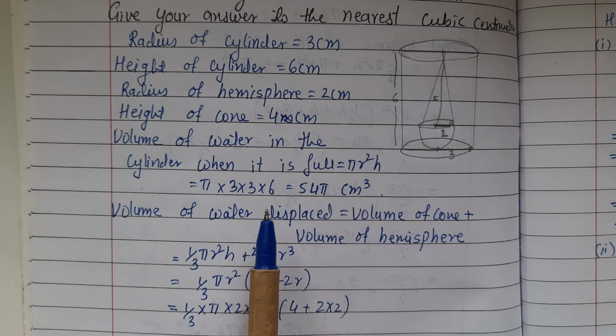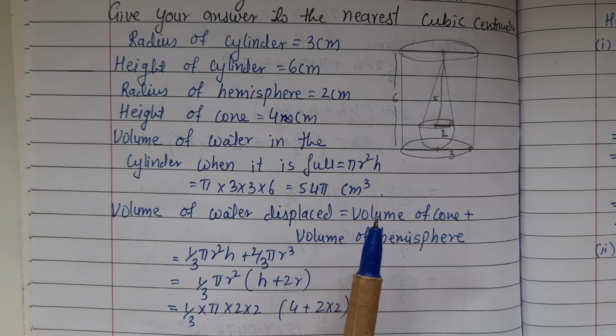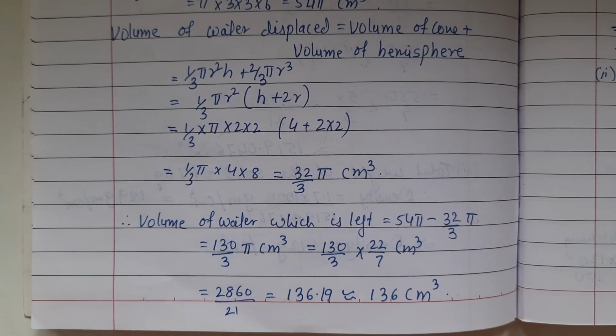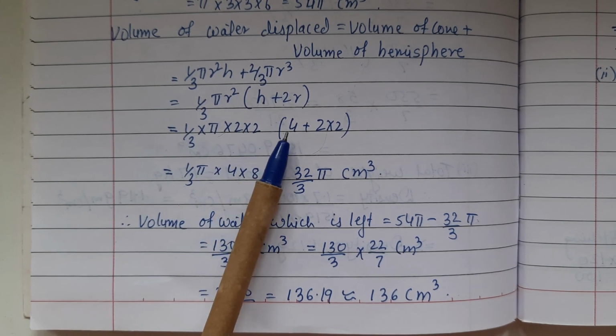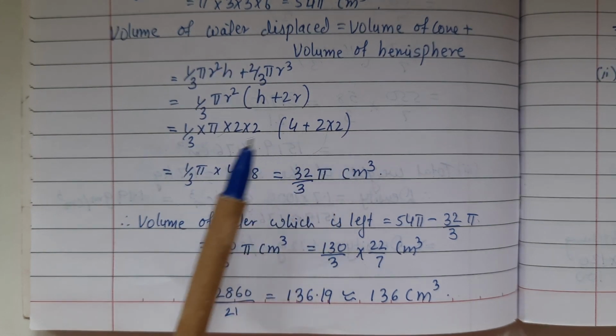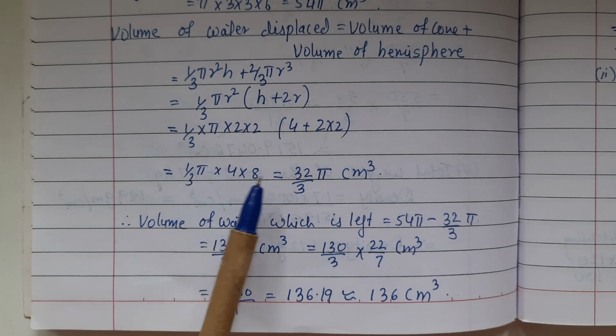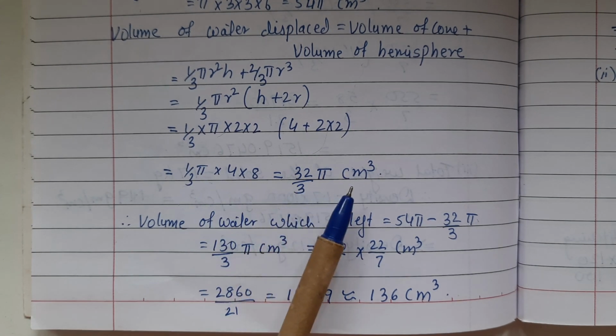Volume of water displaced is equal to volume of cone plus volume of hemisphere equal to 1/3 πr²h plus 2/3 πr³. Here 1/3 πr² is common, remaining into h plus 2r. Substitute the values: 1/3 π into 2 into 2 into 4 plus 2 into 2, which is 1/3 π into 4 into 8 equal to 32/3 π cm³.